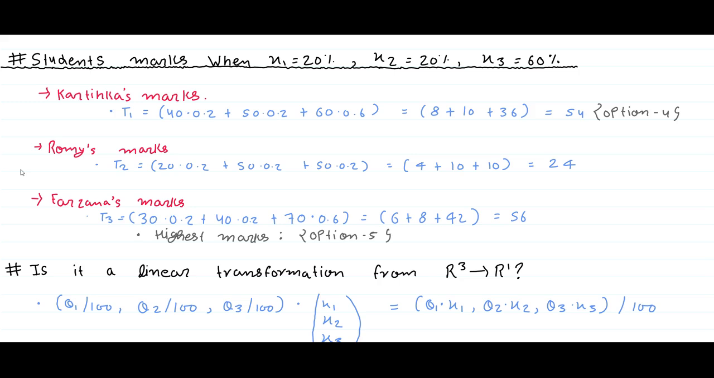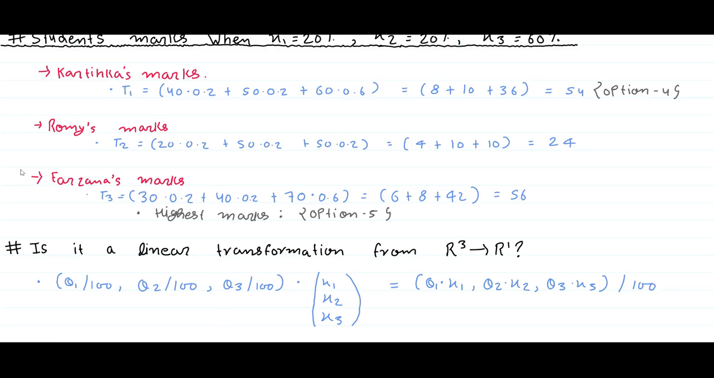Now, let us calculate the marks of T3. So, T3 is going to be equal to 30 into 0.2 plus 40 into 0.2 plus 70 into 0.6, which is basically equal to 56. The highest marks among these three is 56, which is for T3, meaning Farzana got the highest marks. Hence, option number 5 is also correct.